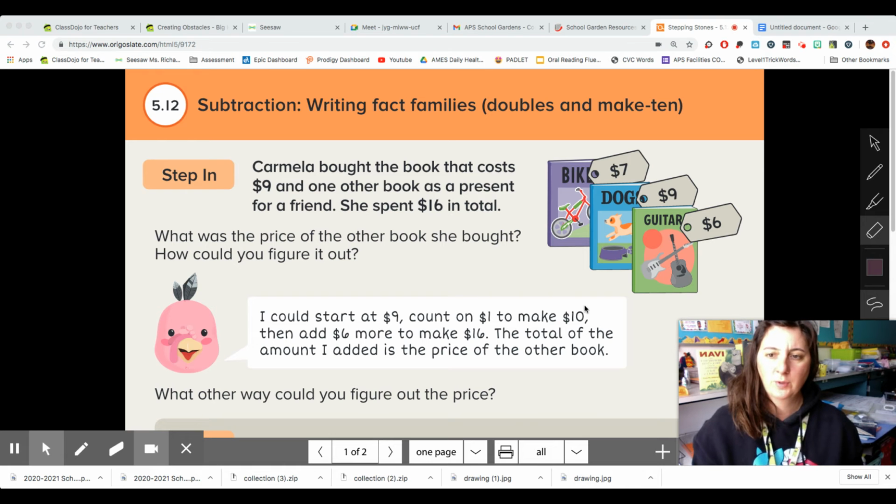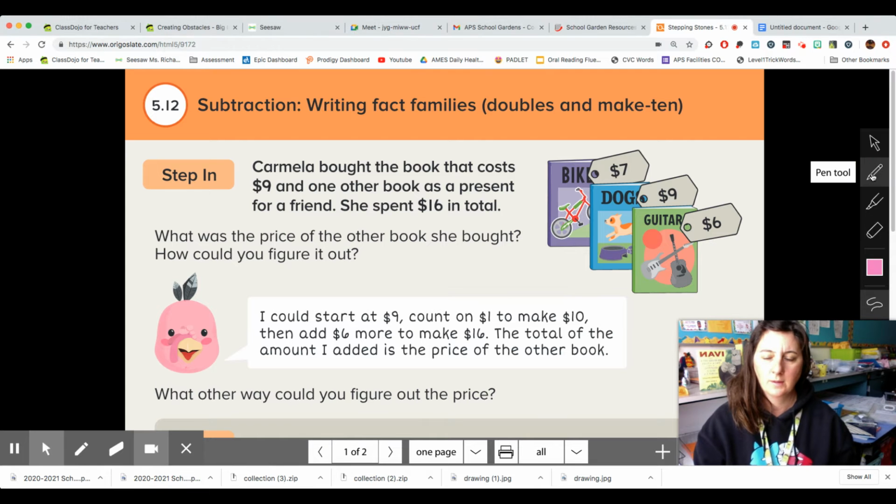Okay, here's lesson 5.12, subtraction, writing fact families using doubles and the make 10 strategy. And let's take a look at our step in.